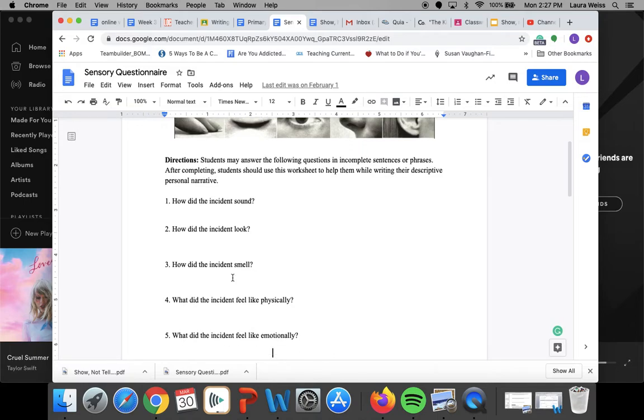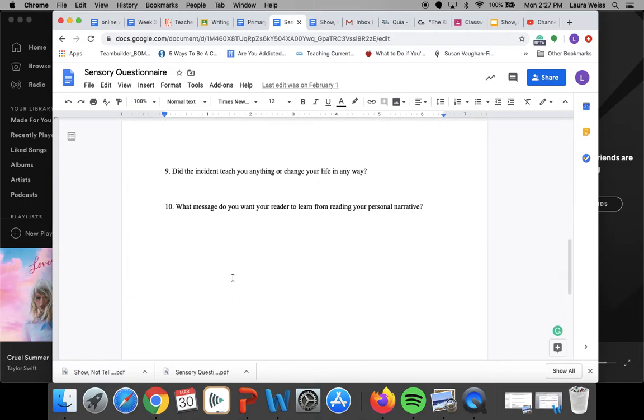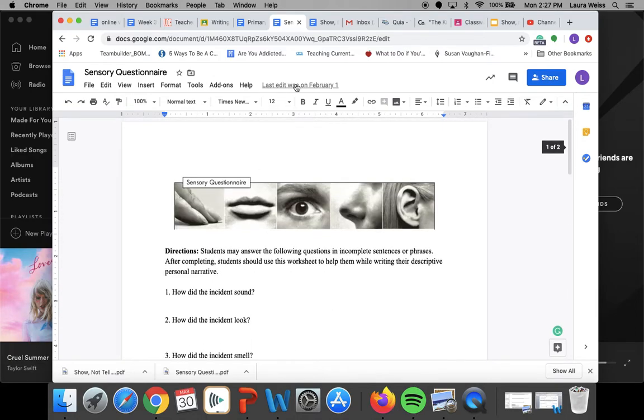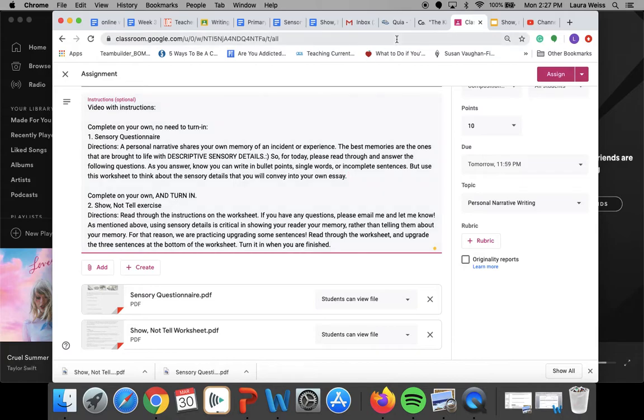So that's a sensory questionnaire. Fill this out. Do this. This is important. It's going to help you so much. You do not need to turn it in, but please do it. So that's our sensory questionnaire.